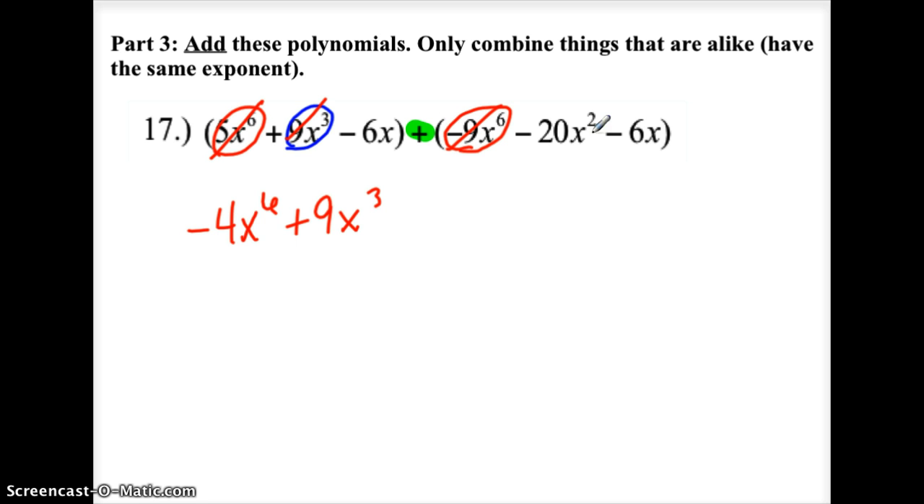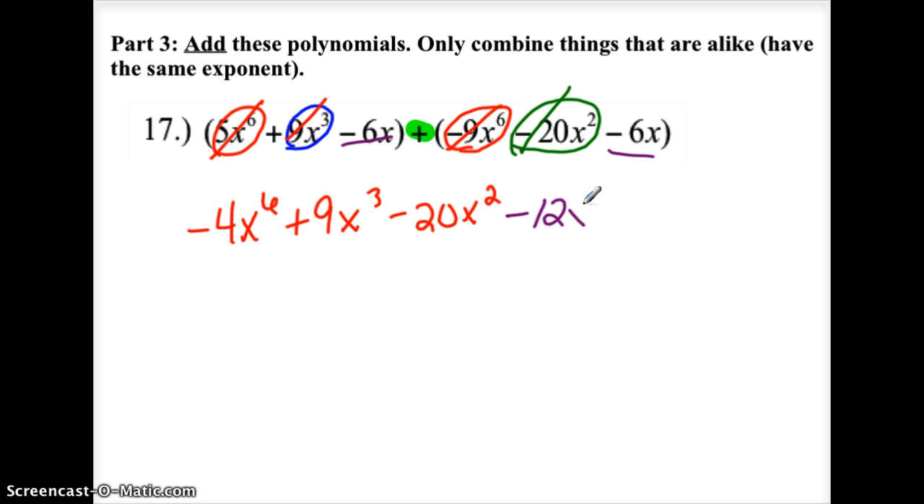The next highest power I see is that x squared. So I'm going to do the same thing. This negative 20x squared term, is there another x squared term to add with it? Well, no, there's not. So I'm going to do like I just did. Bring down minus 20x squared. So last, I have these x terms, negative 6x, negative 6x. I'm going to add them, negative 12x.